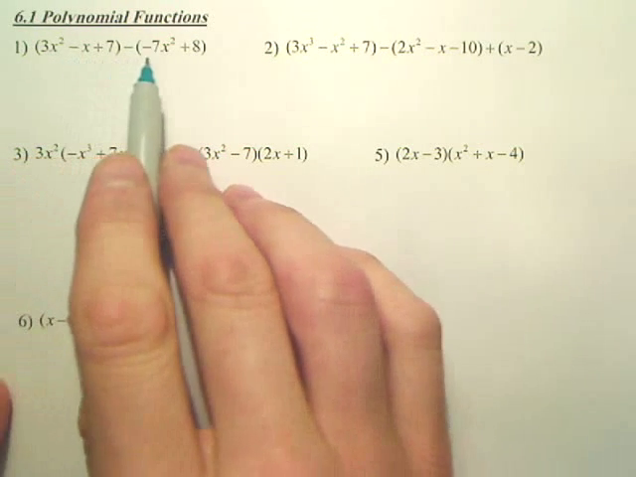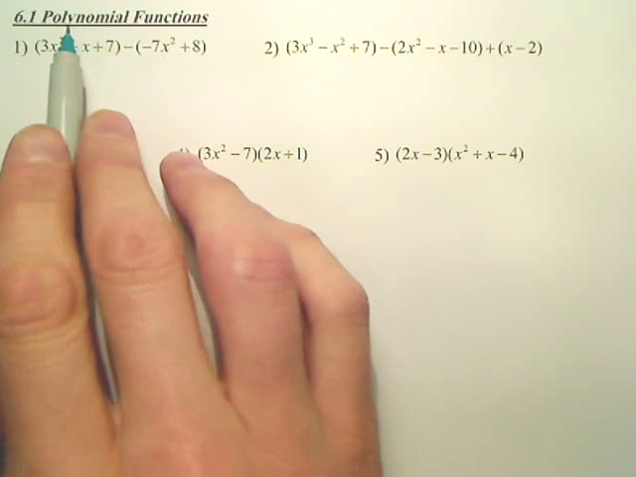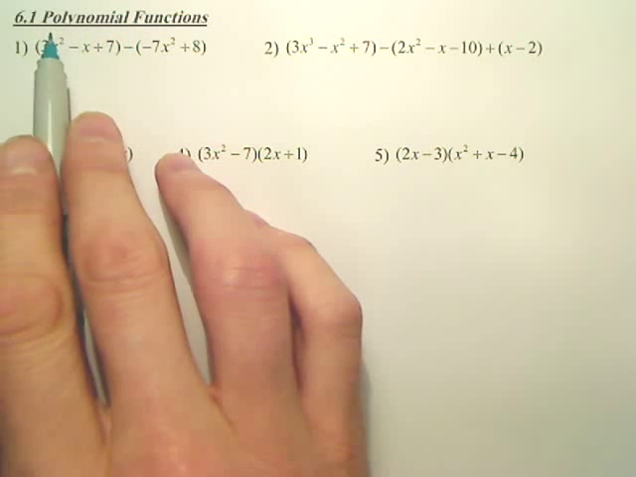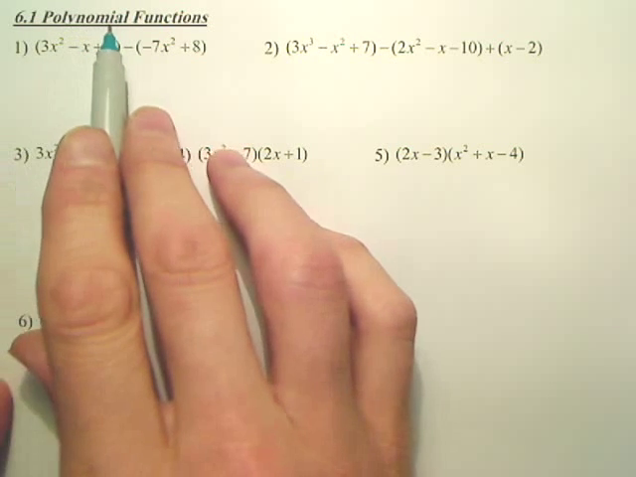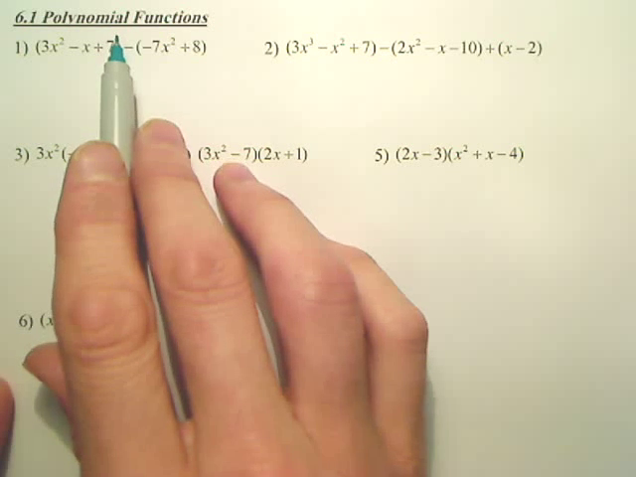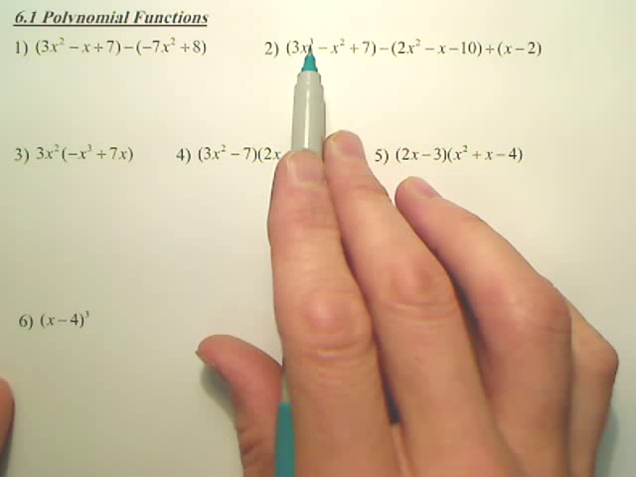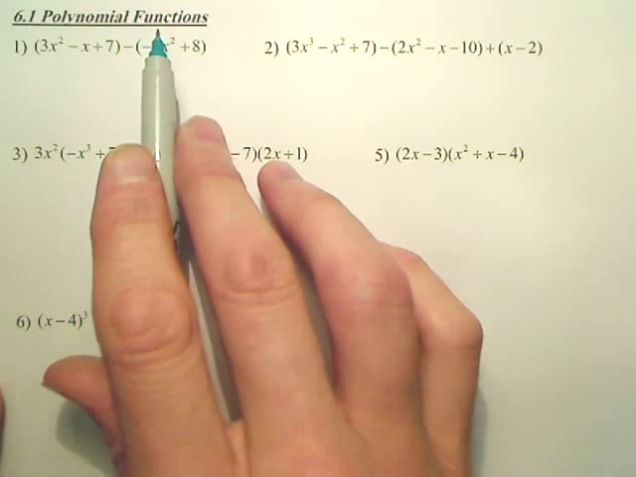Okay, for this one, we're going to subtract these two polynomials. Polynomials, by the way, means many. Poly means many. Nomials mean terms. The difference between a polynomial and a quadratic, polynomials have things bigger than x squared. For instance, that's an x cubed. So all this section means is we're getting things larger than x squareds.